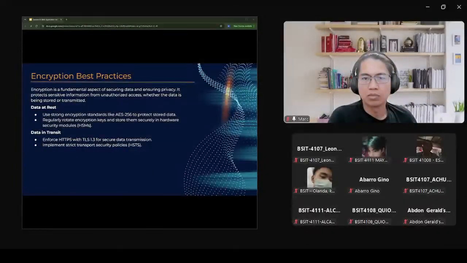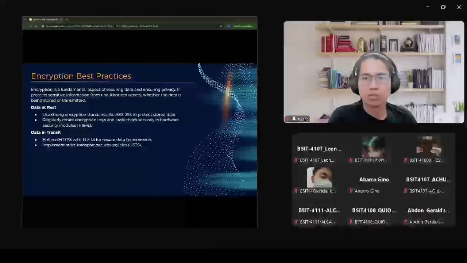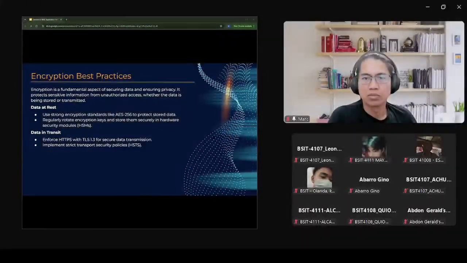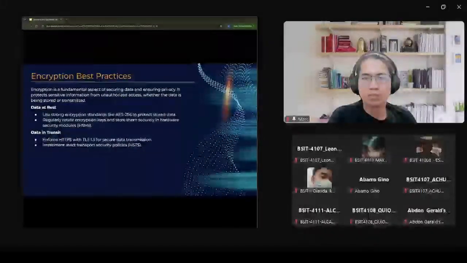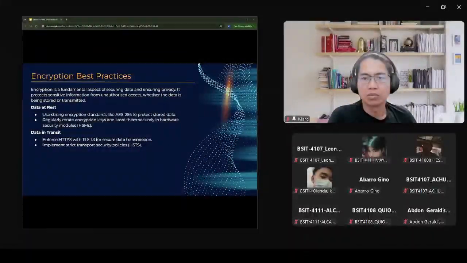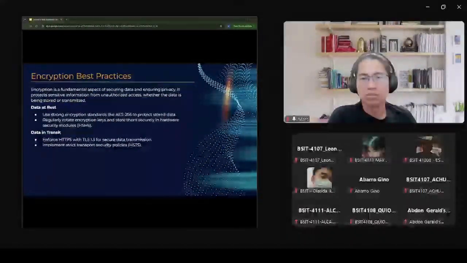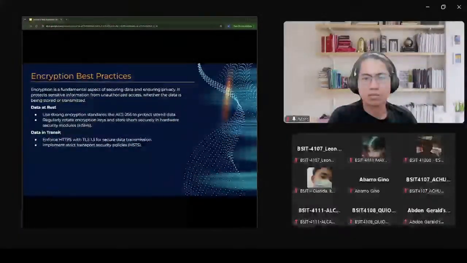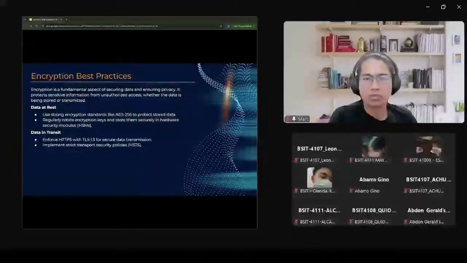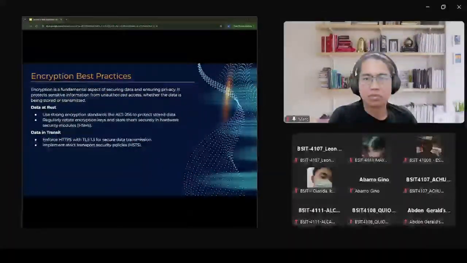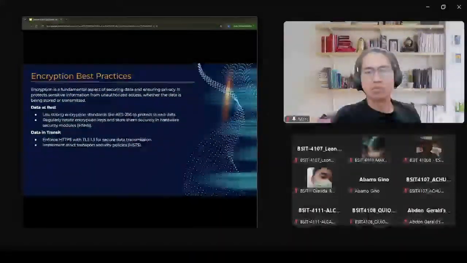Next is encrypting data while in transit. Data in transit refers to data actively moving between devices, systems, or networks. Securing data during transit is just as important as securing data at rest because unsecured data transfers are vulnerable to interception by attackers. Let's look at the best practices for encrypting data in transit.